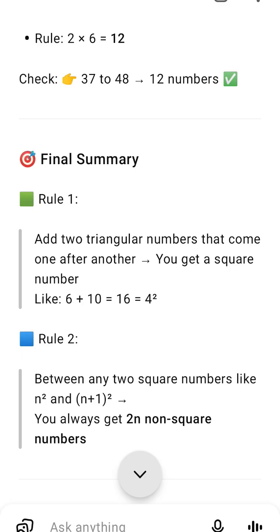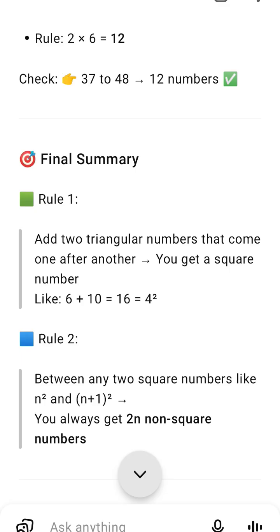What's the rule? Let's try to find the total number of numbers between n squared and n plus 1 squared. Use this formula: n plus 1 squared minus n squared equals 2n plus 1. That's the total count from n squared to n plus 1 squared, including both square numbers. But we only want the numbers between them, so remove the first and last square numbers. 2n plus 1 minus 2 equals 2n. So finally, the rule: between two square numbers n squared and n plus 1 squared, there are exactly 2n non-square numbers.